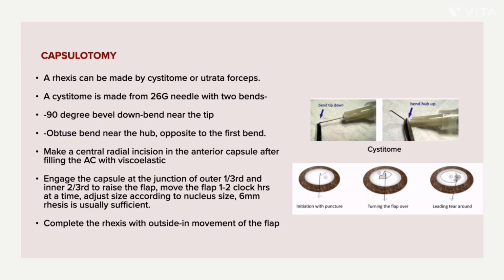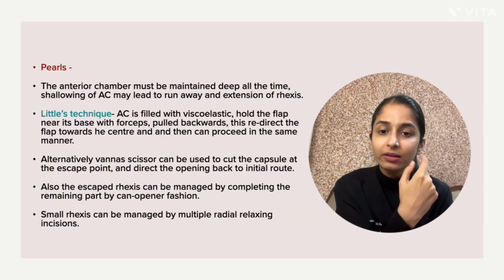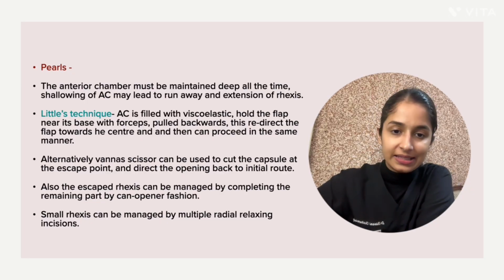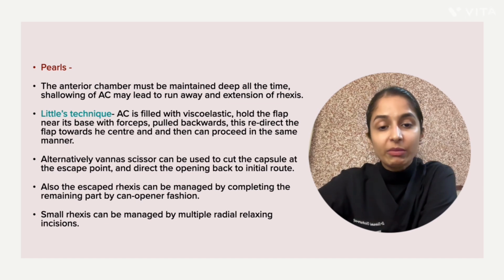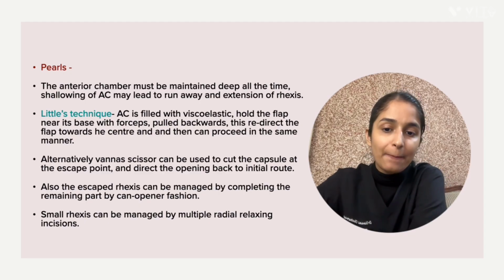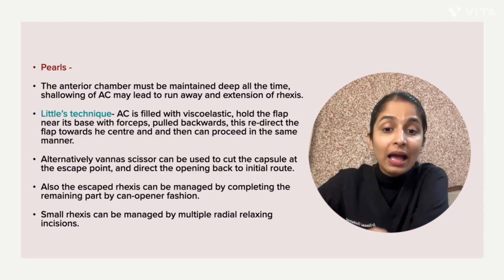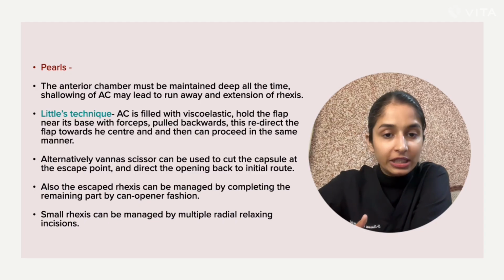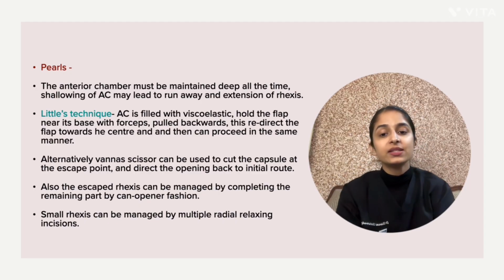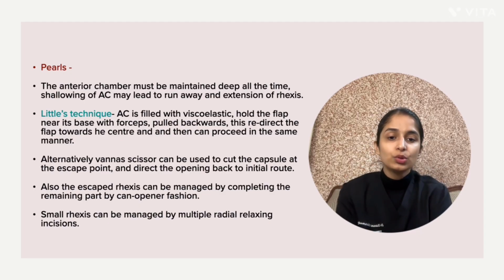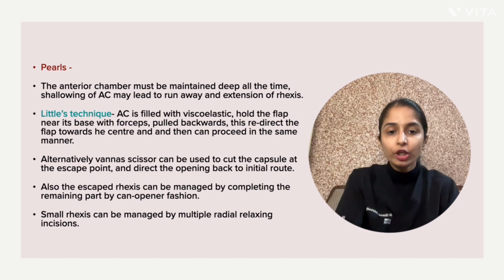Now some key points regarding capsulotomy. The first one is to always maintain a deep anterior chamber. Shallowing of the AC can cause rhexis run out, and in cases of rhexis run out we must be aware of Little's technique. That is, first we fill the AC with viscoelastic, grasp the flap and pull it backwards to redirect it centrally. We can also use Vannas scissors to cut and redirect the tear, and alternatively we can complete it using a can opener technique if needed. Also remember that a small rhexis can be enlarged with radial relaxing incisions. The key idea here is to stay controlled and redirect early to avoid complications.